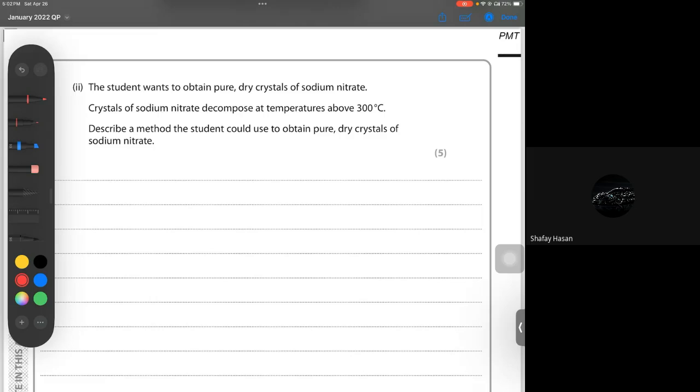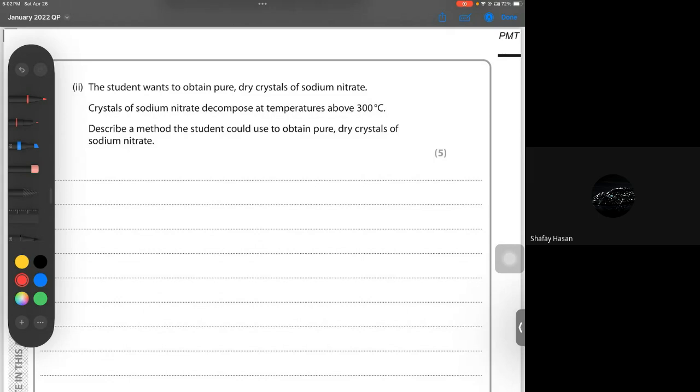In this question, they have mentioned that crystals of sodium nitrate decompose at a higher temperature. Describe a method the student could use to obtain pure dry crystals of sodium nitrate. You have the reactants, the reagents, the conditions, and you got the product. You have made your salt. Now how can I separate this from the reaction mixture? You have to filter it, then heat the solution so that the water evaporates, leaving behind the crystals of the salt.